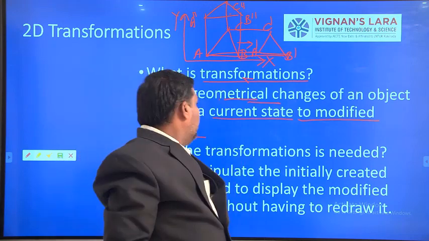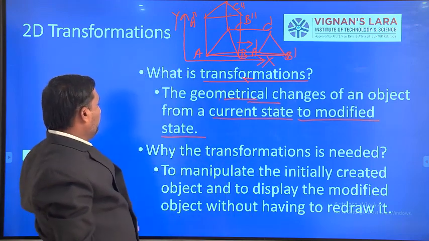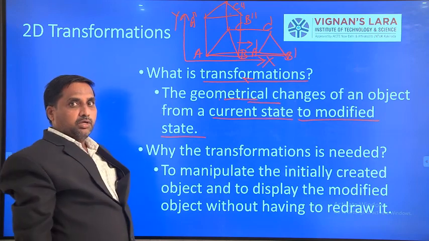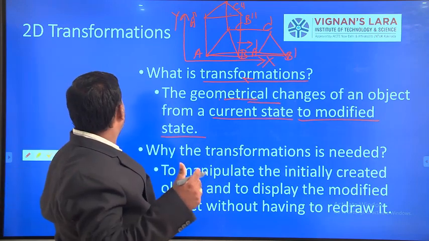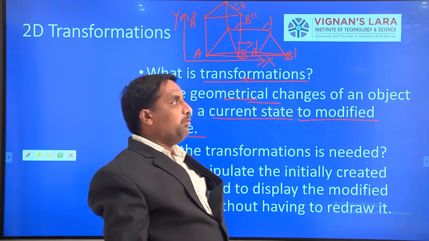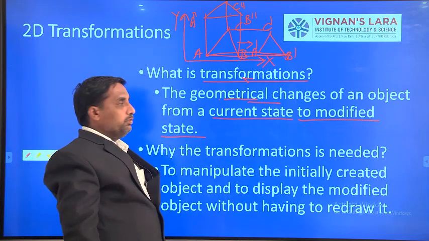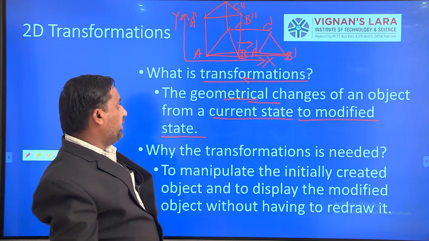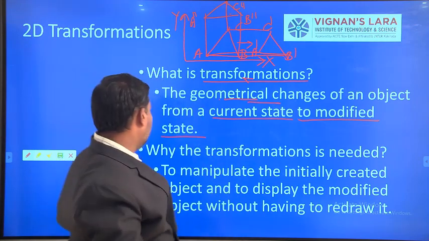So like this, we have the definition. I will read this definition once again. What is transformation? Transformation means the geometrical changes of an object from a current state to the modified state. That is one.